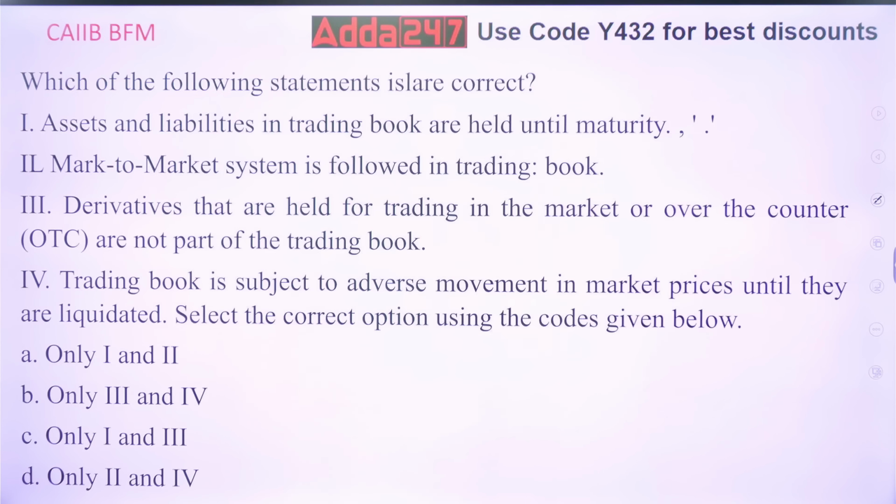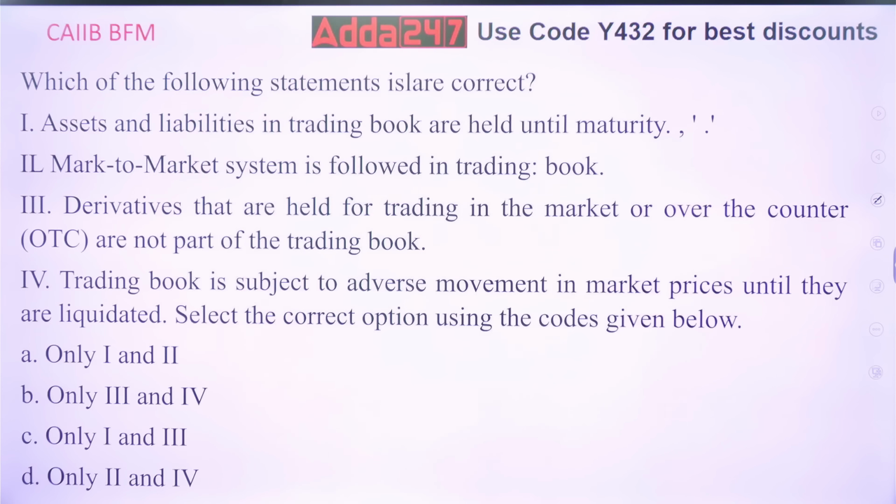Assets and liabilities in the trading book are held until maturity. Mark-to-market system is followed in the trading book. Derivatives that are held for trading in the market or over the counter are not the part of the trading book. Trading book is subject to adverse movement in the market prices until they are liquidated.